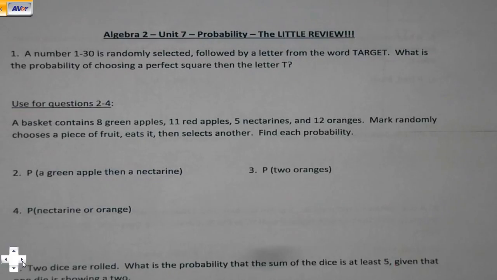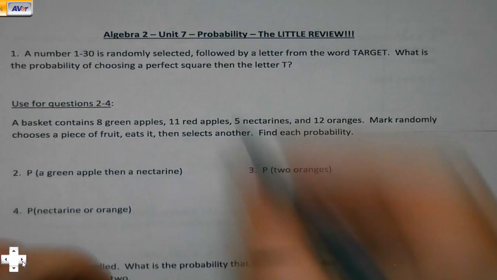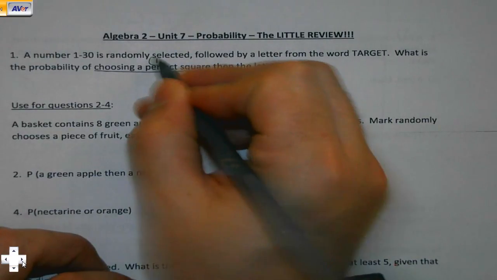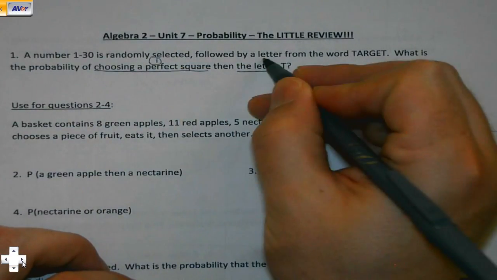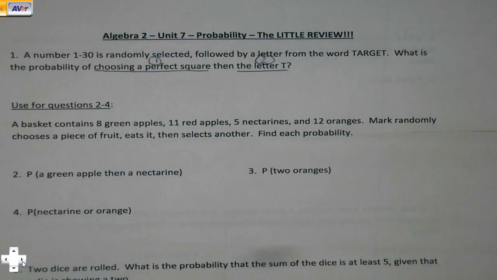So all right, number one. A number 1 through 30 is randomly selected, followed by a letter from the word target. What's the probability of choosing a perfect square, then the letter T? Now, first thing I notice is, these are independent from each other. Meaning, picking a number and then grabbing a letter out of a word have nothing to do with each other, so they're separate things. We're going to be multiplying their probabilities together.